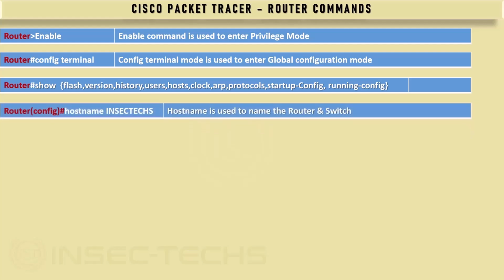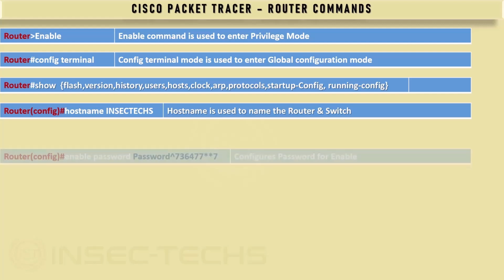Hostname is a command that is used to name the router and Cisco switches as well. So if you type hostname and the name, your Cisco device, whether router or switch, will be renamed to the name that you have specified. In Packet Tracer, hostname and display names are different.